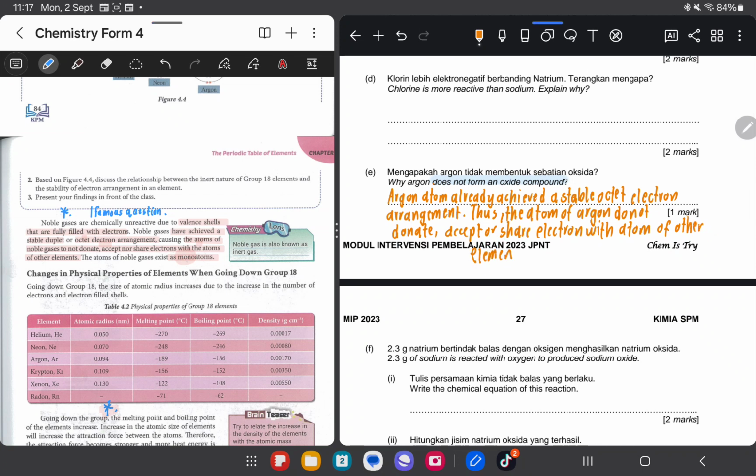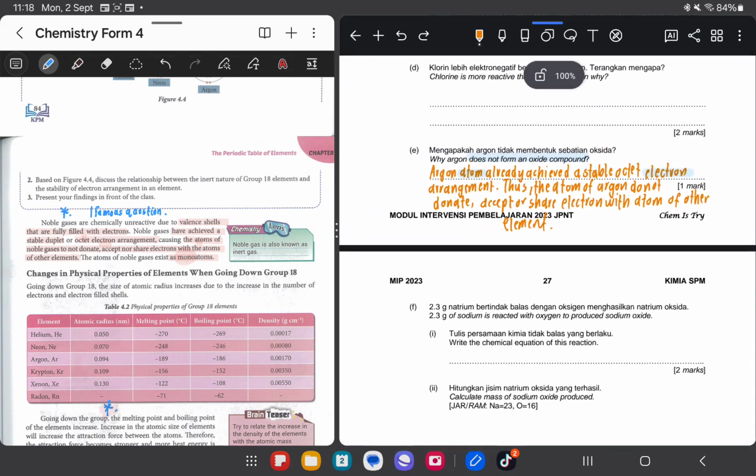Okay, so I hope you get how I answer this question. Argon atom already achieved a stable octet electron arrangement. That's the first mark. Thus, the atom of argon do not donate, accept or share electron with atom of other element. So is the first one complete? We look: they talk about electron. Do they talk about atom in the same sentence? Yes, they talk about atom also in the same sentence. So we give the 1 mark. Basically we want these two sentences together, because if you explain only up to here, it's like wearing a shirt but no trousers. Where is the logic? So it has to be logical.